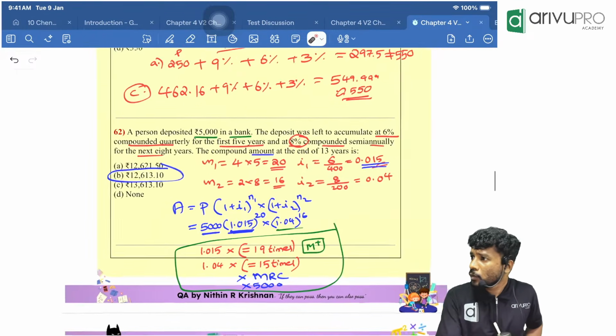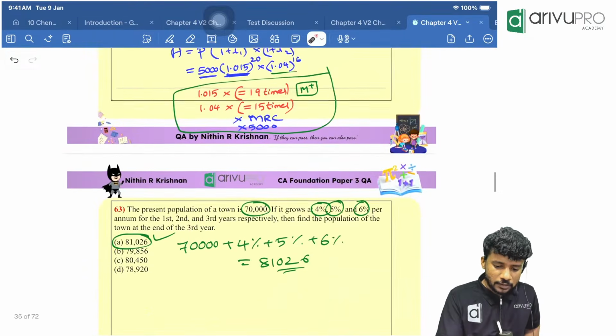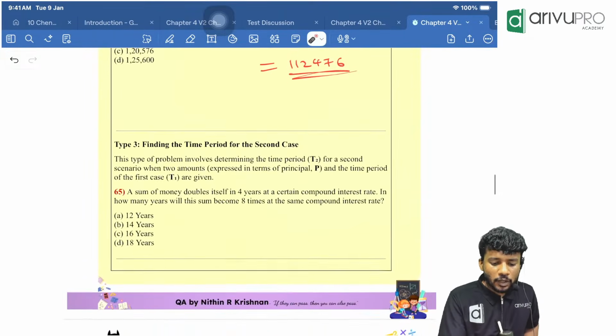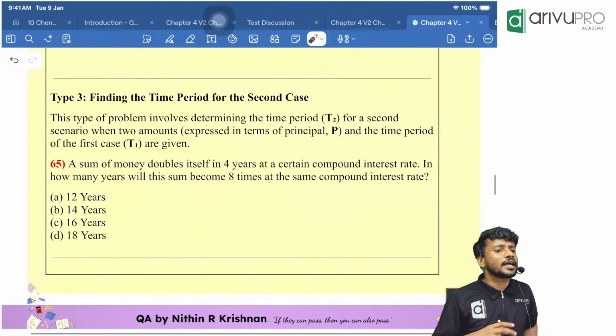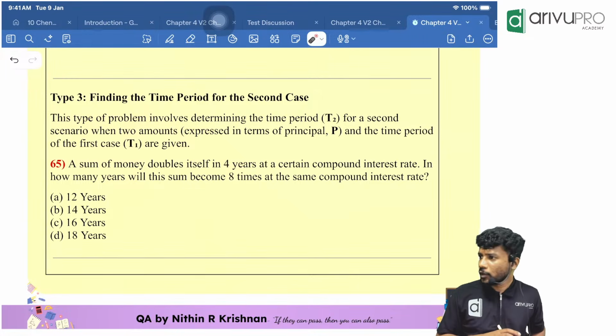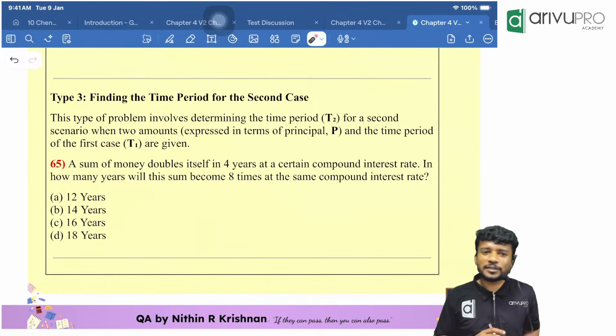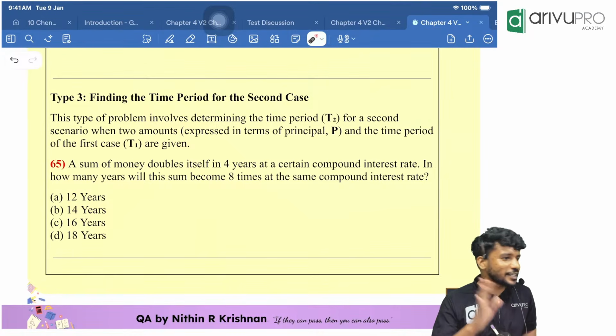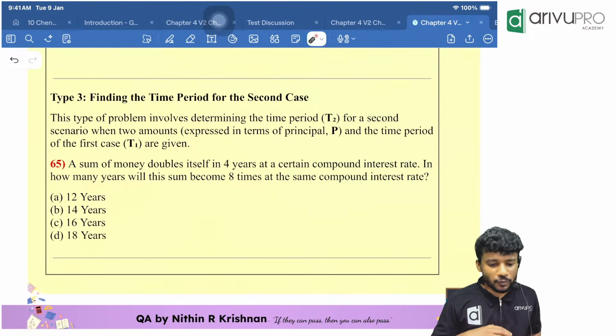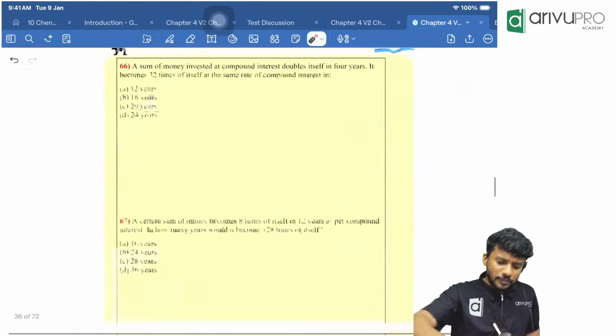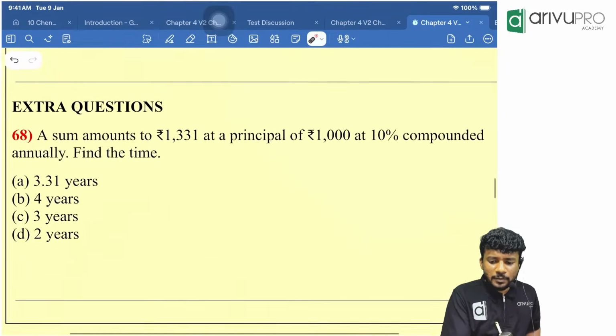Now, before the break, we will have a smaller type. I will teach you the entire type using a shortcut. I'll tell you the logic behind the shortcut also, because in the future you will only be using the shortcut. Once you know the shortcut, you will continuously use it. That's how it works. Before going to that type, the timer starts now.